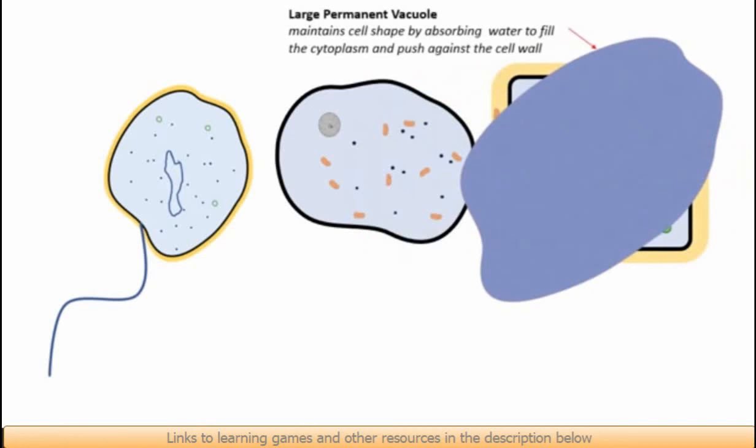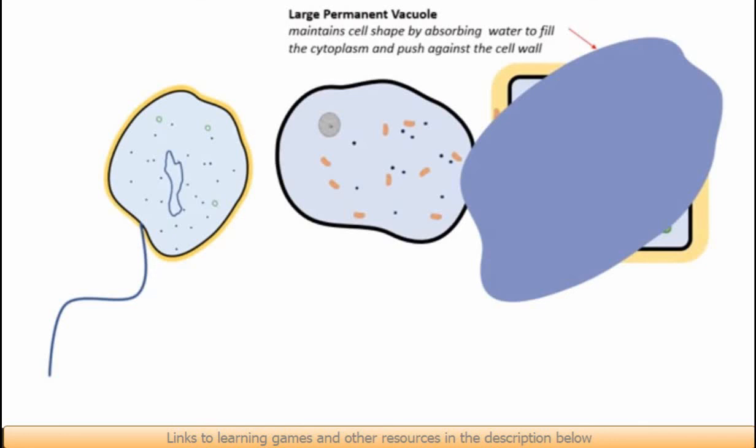Large permanent vacuole. Vacuoles are just membrane sacs, and they're used for a lot of different purposes in eukaryotes. The large permanent vacuole is a particularly important vacuole only present in plant cells. Its purpose is to absorb water and increase in size. With just the delicate cell membrane, the cell would burst, but the cell wall prevents this and so causes the cell to form a rigid shape.